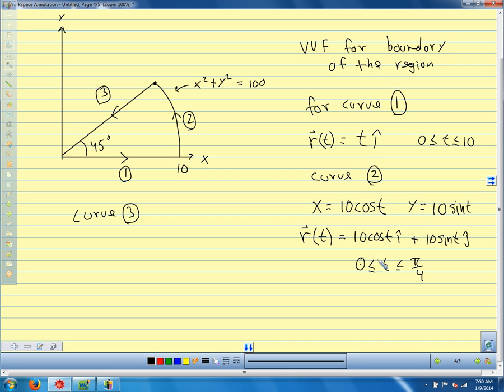5 root 2. We can plug in t equals pi over 4 to get x and to get y. So this is going to be 5 square root 2 and 5 square root 2. That's going to be this point. So we need to write a linear equation that takes us from 5 square root of 2 back to 0. So r of t. How can we get from 5 square root of 2 to 0 with a vector valued function?